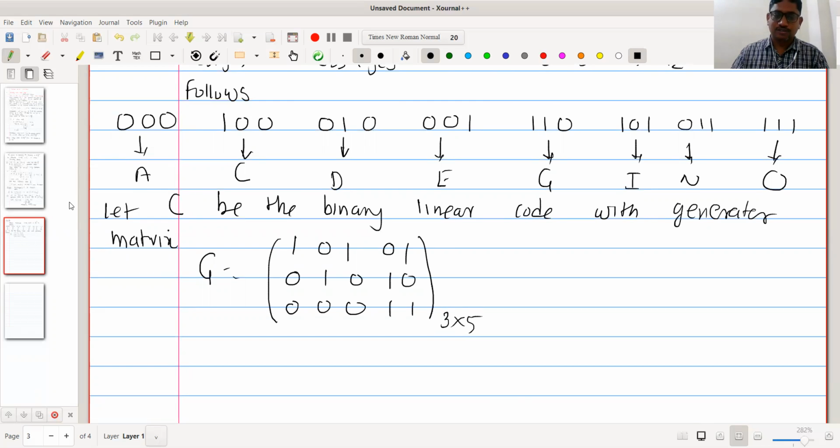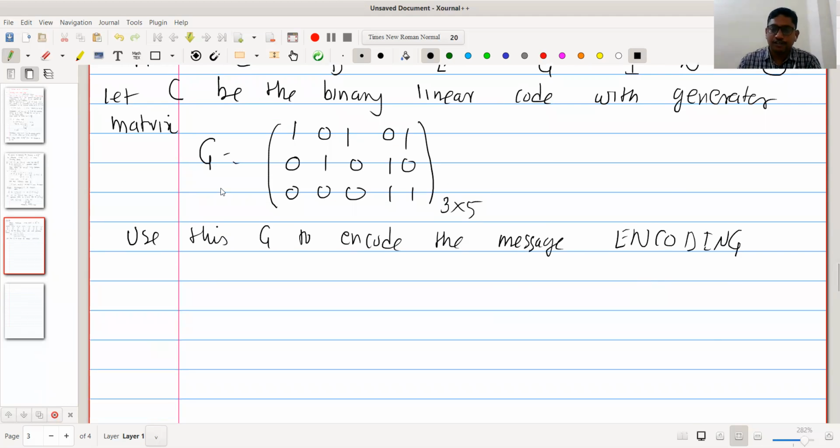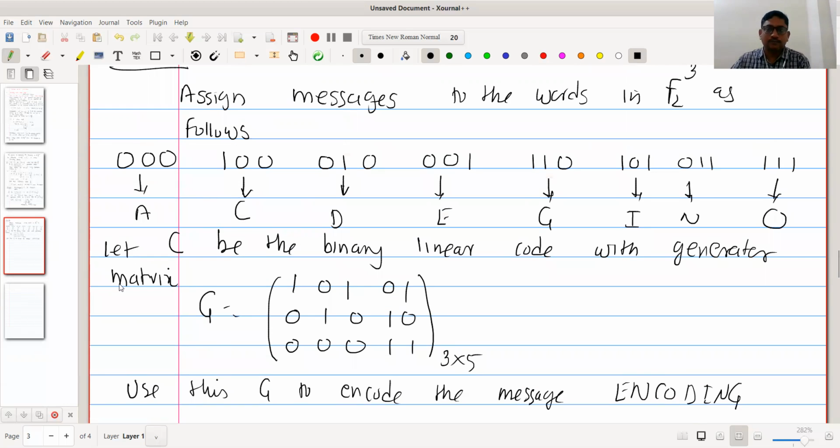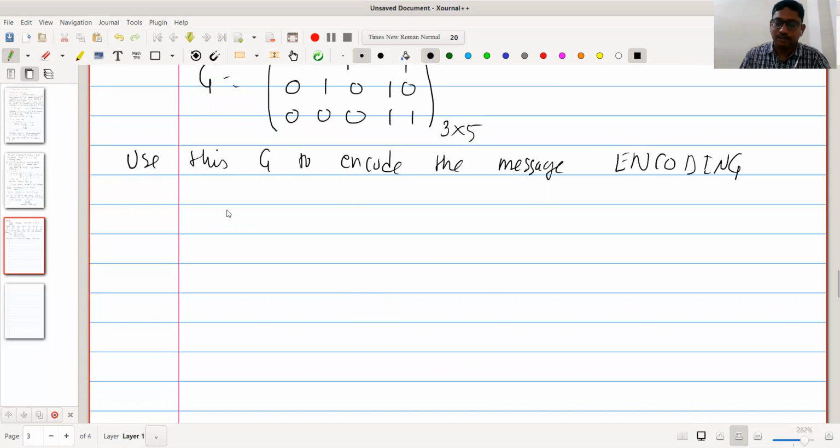Use this G to encode the message. So for each word, you just find the encoding of A, encoding of C, encoding of D, encoding of E, with the help of the generator matrix, and we have explained how one can find the encoding of this.